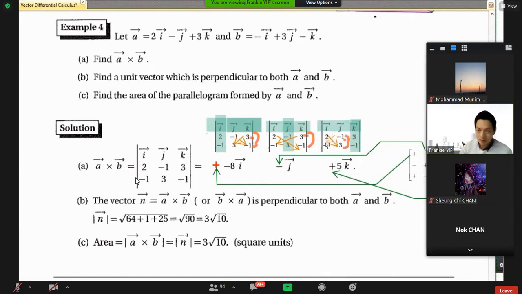Yeah, negative 1 times -1, so it should be 5. Okay, sorry, just now I was being silly.